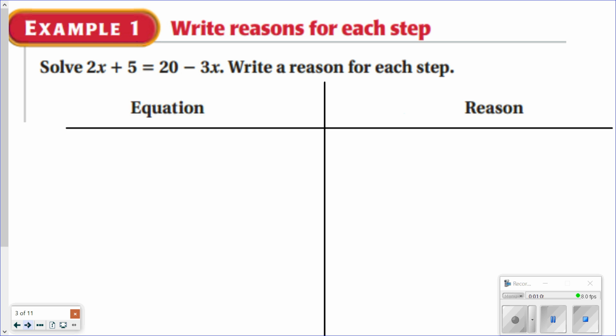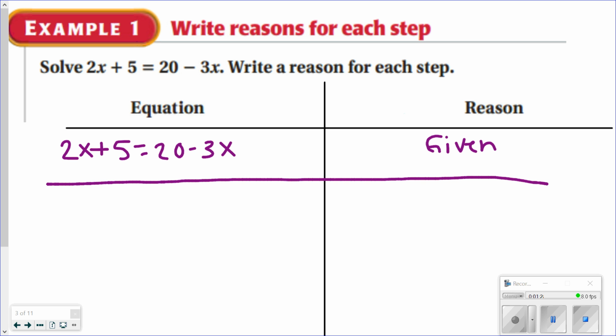So the first thing I want to write is what is given. So 2x plus 5 is equal to 20 minus 3x. This is given. All right, so next let's move our 3x over. So I'm going to add 3x to each side. Then when I simplify this, I end up having 5x plus 5 is equal to 20.